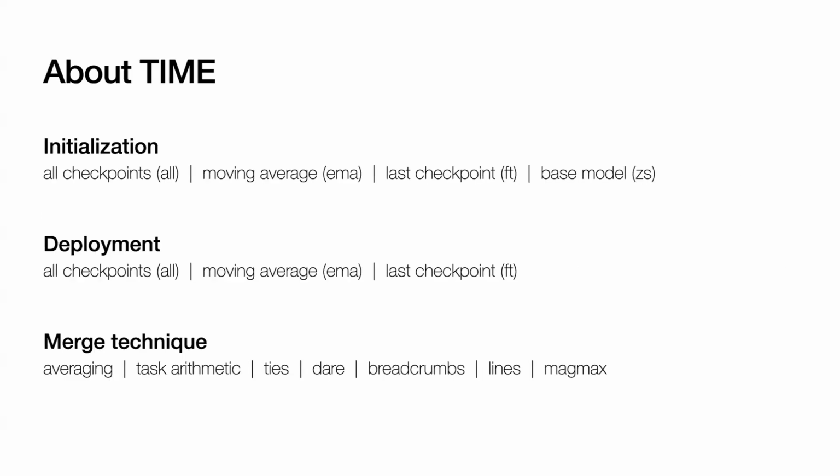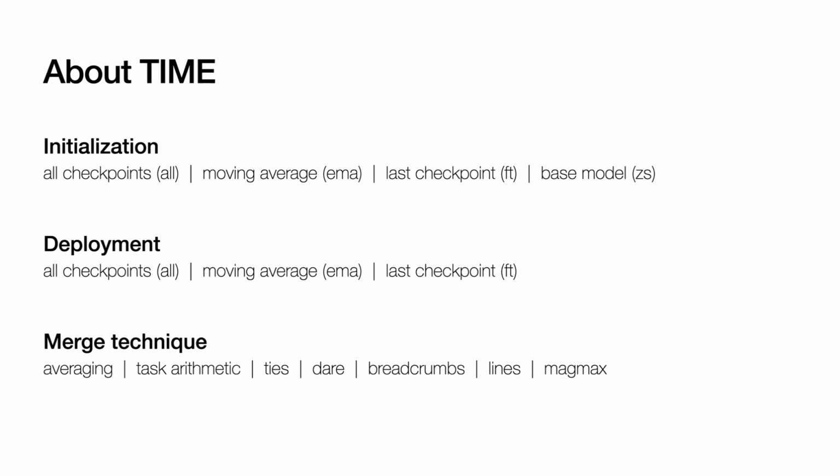In the temporal setting, the model is trained on a new slice of data at each time step, and the trained checkpoint is saved in a buffer. To systematically explore this setup, we introduce the TIME framework, short for Temporal Integration of Model Expertise. It has three components: initialization, deployment, and the merge technique. The initialization merge happens before training on the current task.